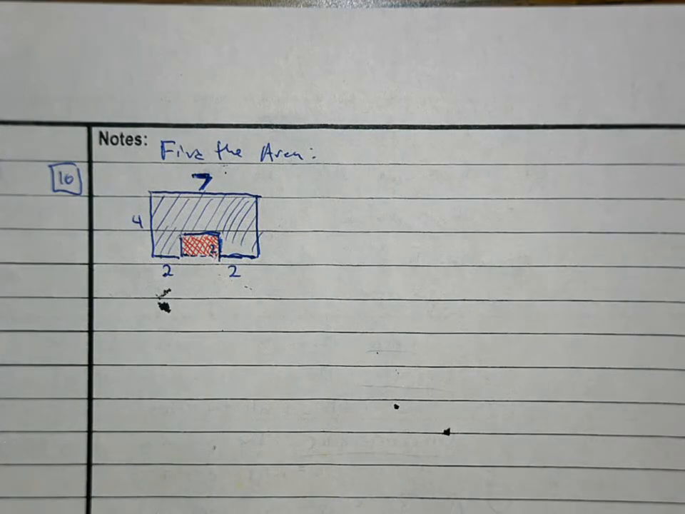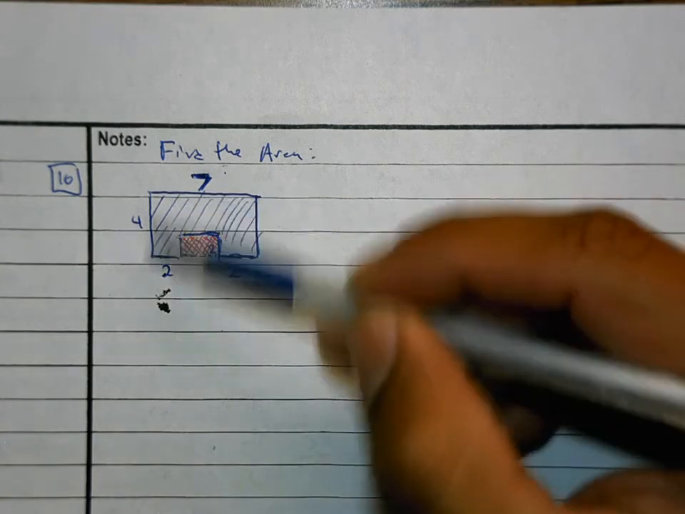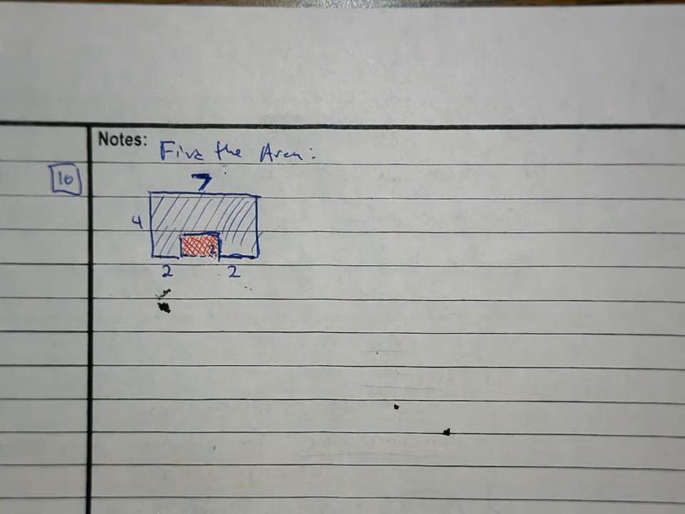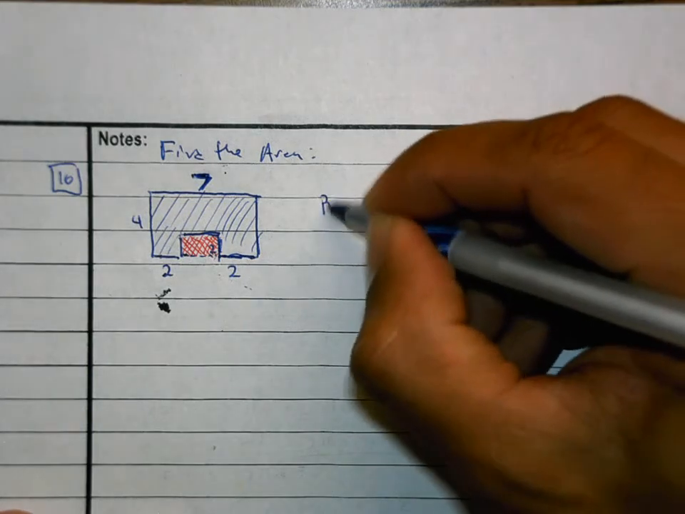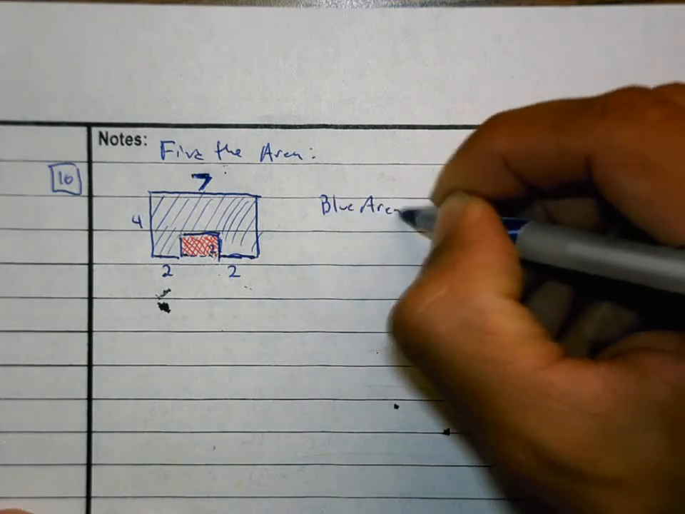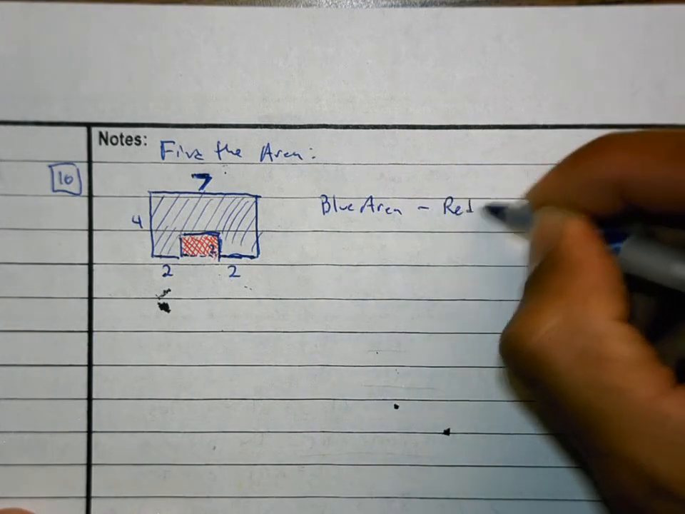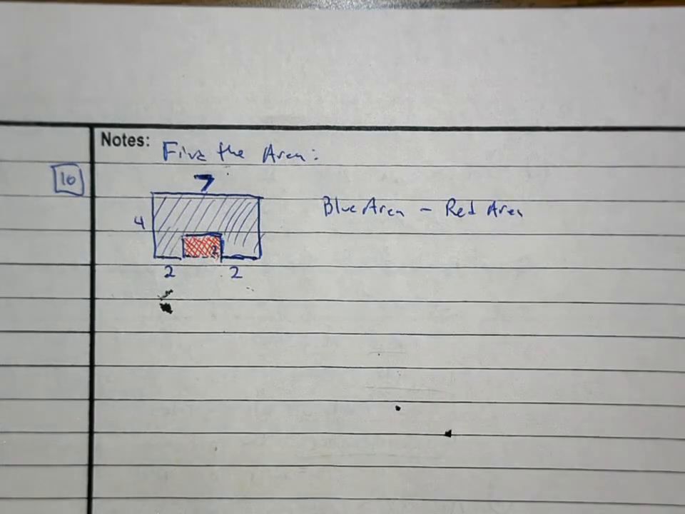What I'm going to do is find the area of this entire shape, like I'm going to pretend this was a rectangle that was filled in. I'm going to find that whole area, then I'm going to subtract the red area. Then I can find out what the area is. I think that's the easiest way to do it. So I'm going to do the blue area minus the red area. Okay. So the blue area.